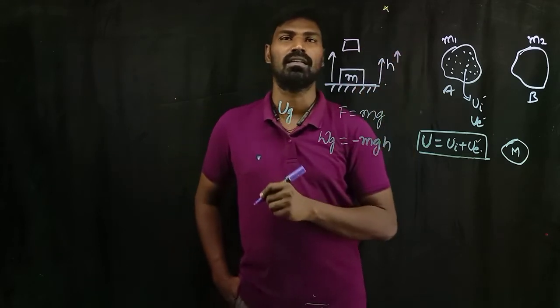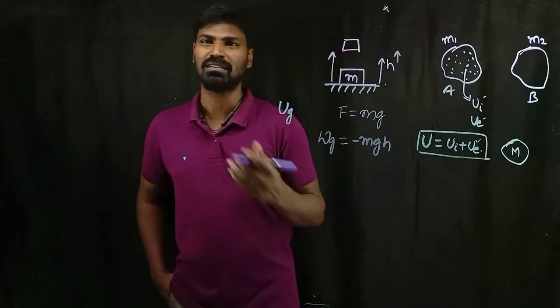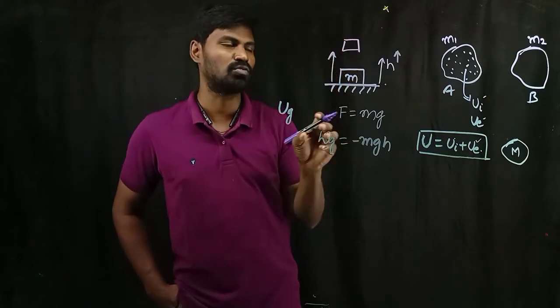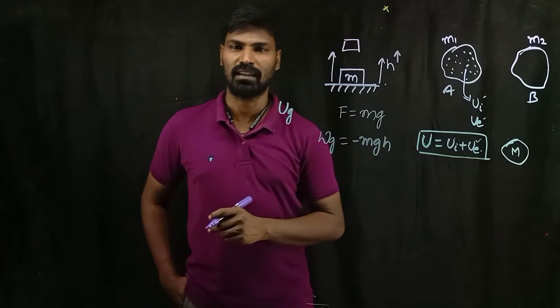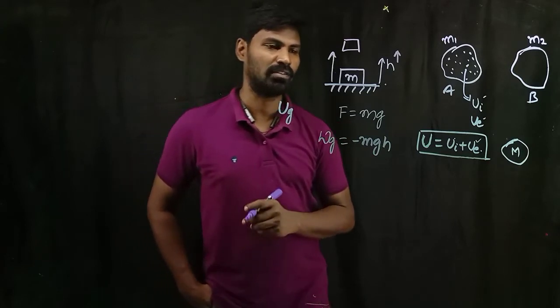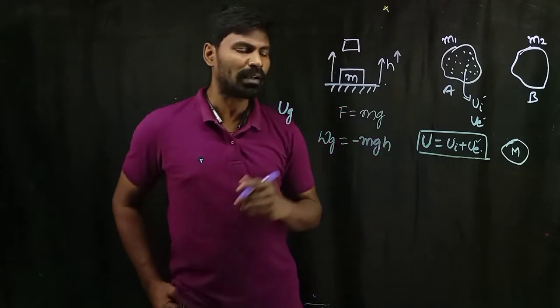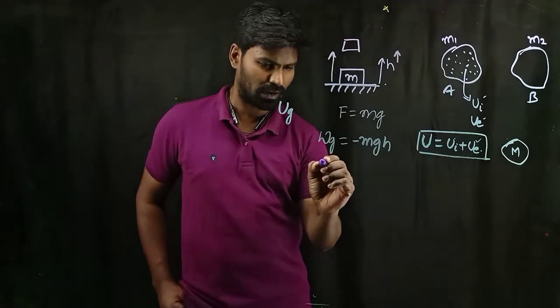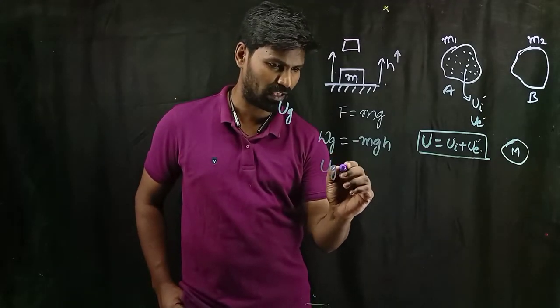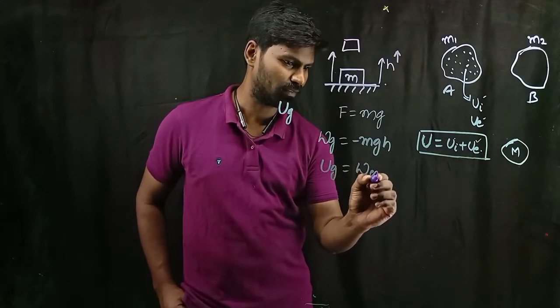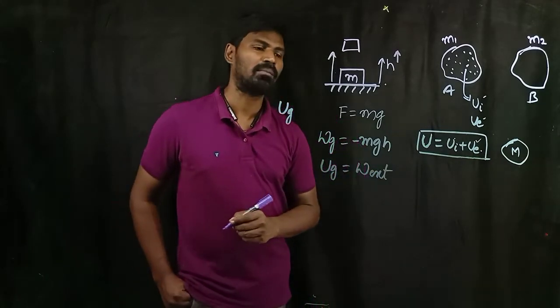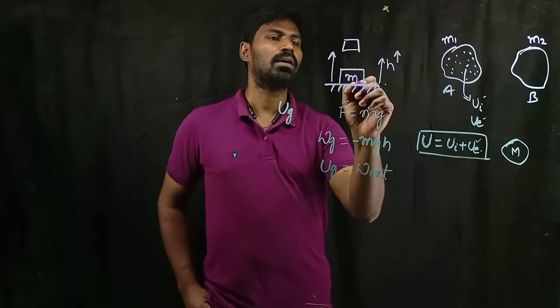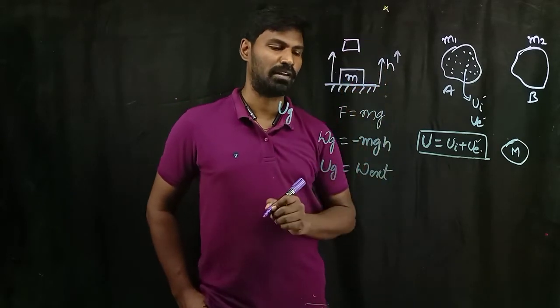I should keep it over here. For that purpose I need to expend some energy. That energy is stored in the form of potential energy, which I call gravitational potential energy. So I can write this gravitational potential energy Ug as the work done by this external agent. Gravitational potential energy is the work done by the external agent in moving the object in the upward direction.